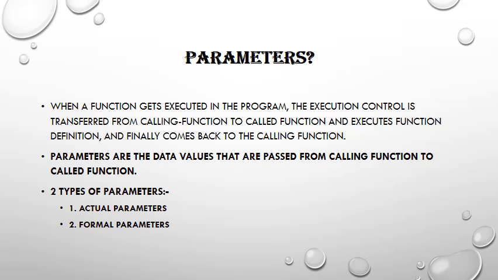So what are parameters? Parameters are the data values or inputs that we pass to the function. We call them parameters. They are also called arguments at certain instances. So parameters are the data values that are passed from the calling function to the called function. For example, factorial of n, we write n inside the brackets, that n is called the parameter.